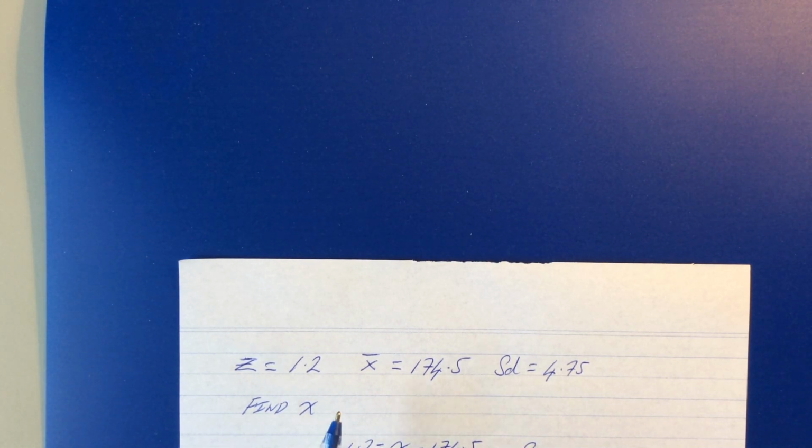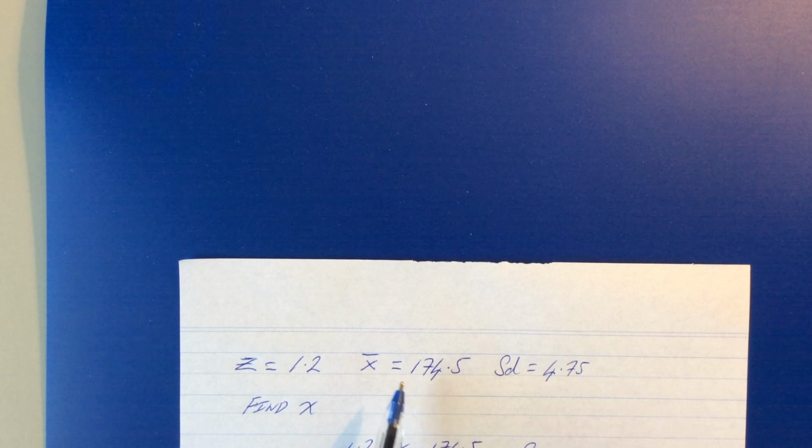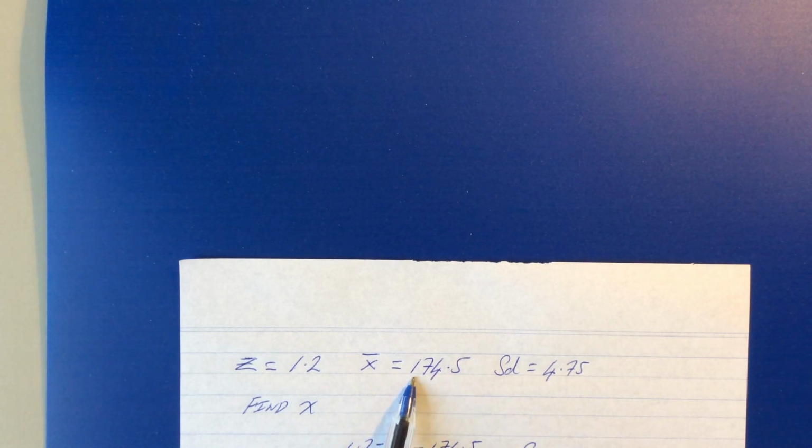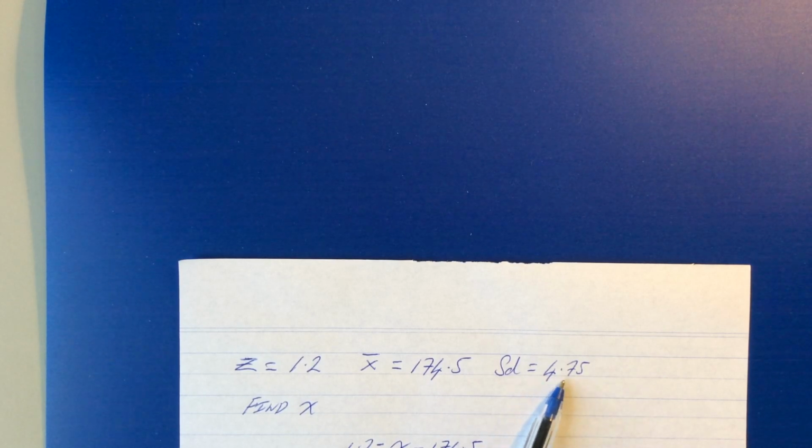So the first problem is that we're given the following information. For a normal distribution, a piece of data has a Z-score of 1.2. The mean of this distribution is 174.5 and the standard deviation is 4.75.